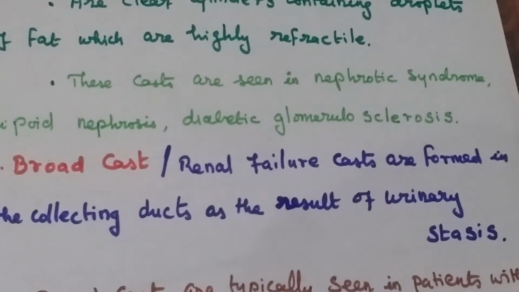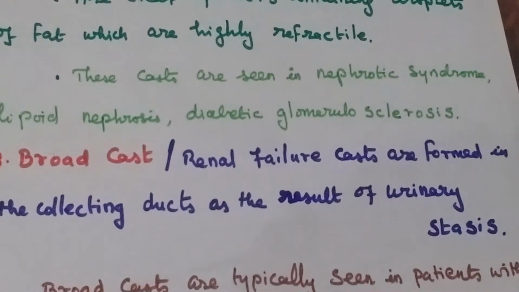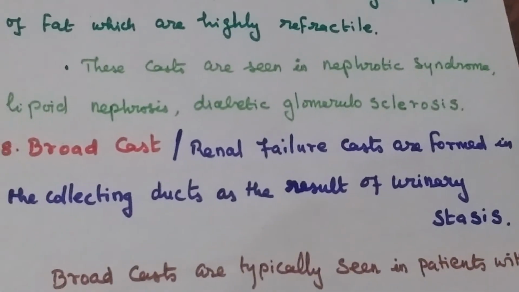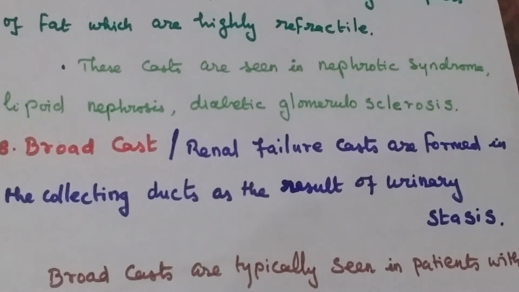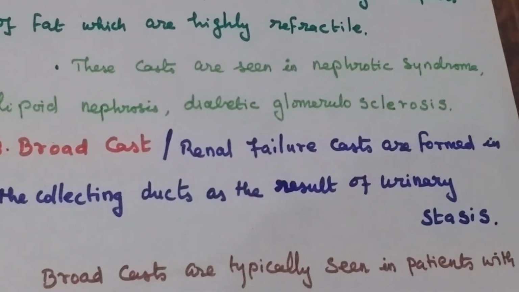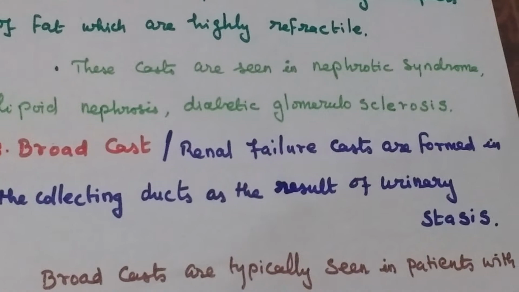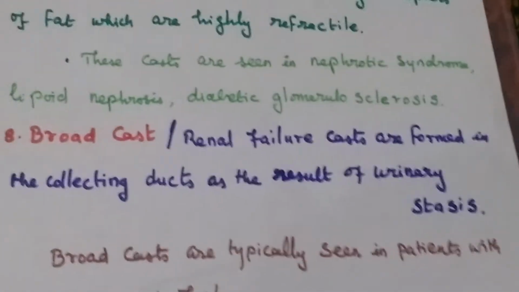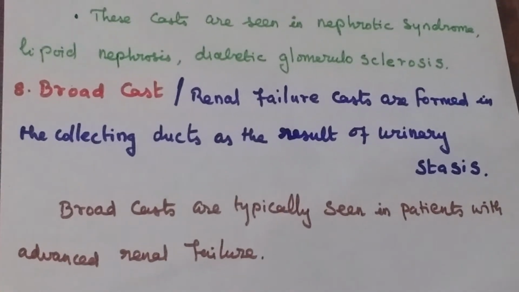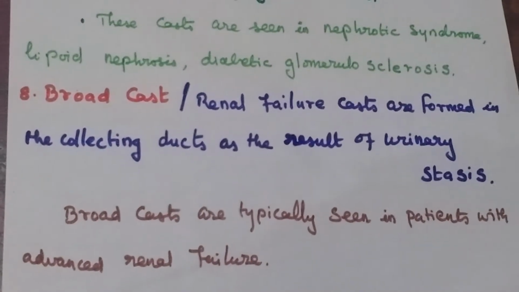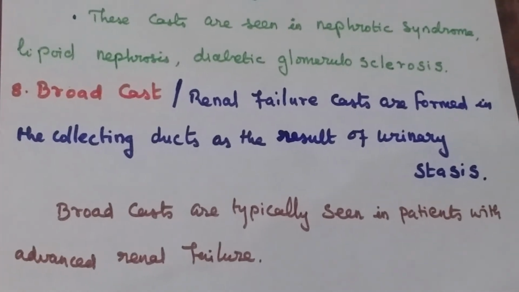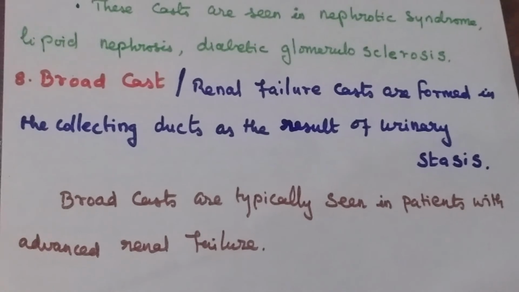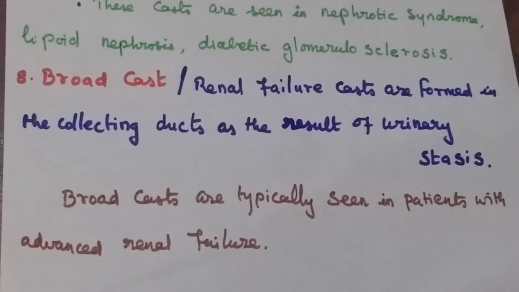The last one is the broad cast. It is also known as the renal failure cast, formed in the collecting ducts as a result of urinary stasis. Broad casts are seen in end stage of chronic renal disease.